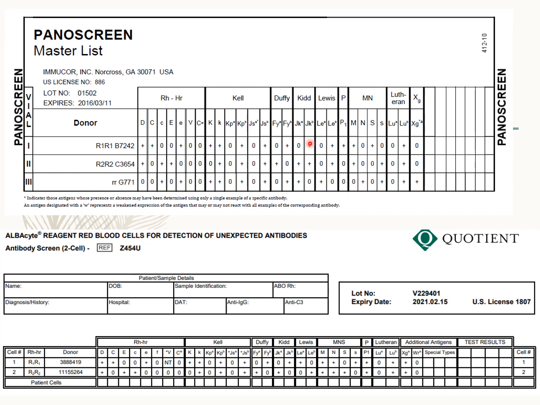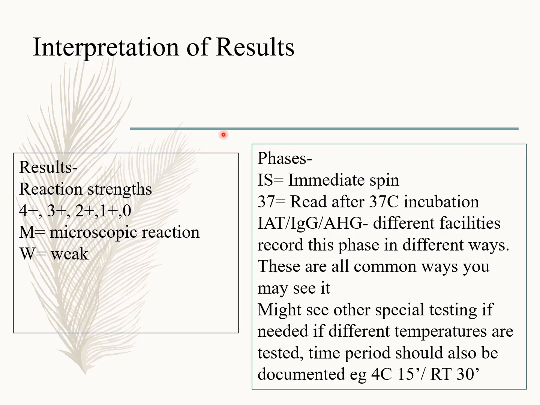Another thing is all screening cells are O, and that is because you don't want to deal with any unexpected antibody reactions. If you use an A donor, then an O patient would be reactive to it. So you don't want to have any non-significant reactions. And this is typically what you will see for reading on the screen.